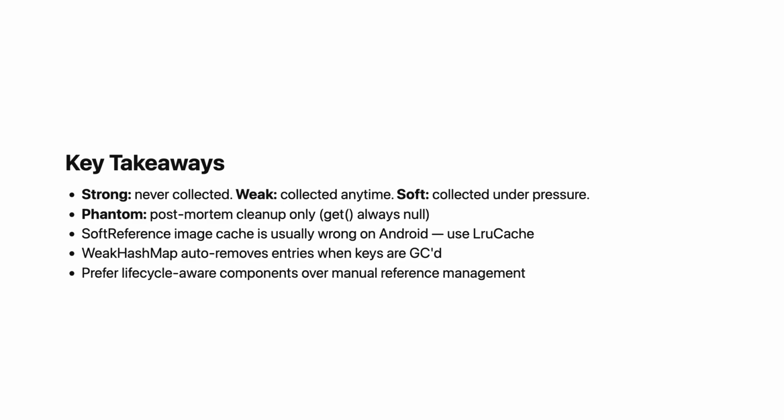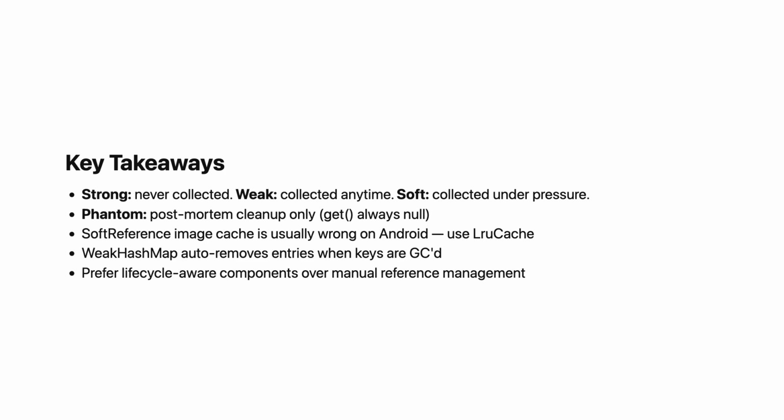WeakHashMap holds keys weakly for automatic entry removal. ReferenceQueue notifies you when referenced objects are collected. And the practical advice: prefer lifecycle-aware components over WeakReference, prefer LruCache over SoftReference, and prefer Closeable over PhantomReference. But understand all of them, because the code you depend on uses them daily.